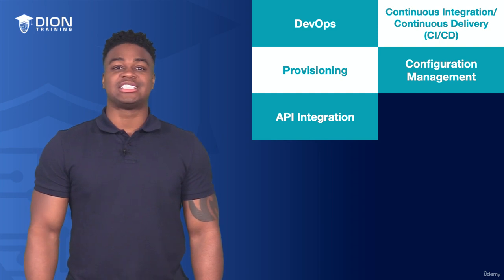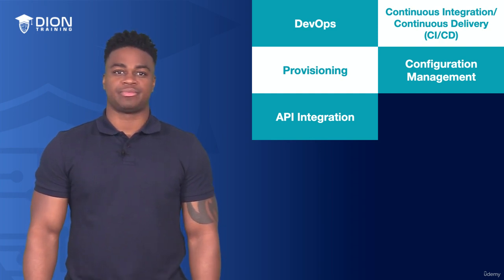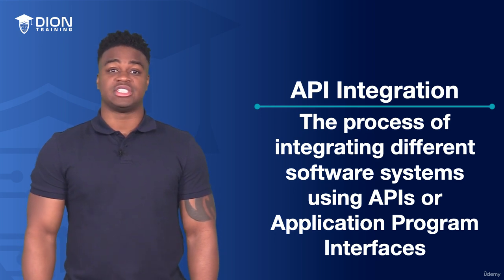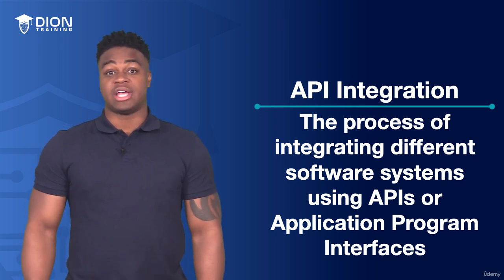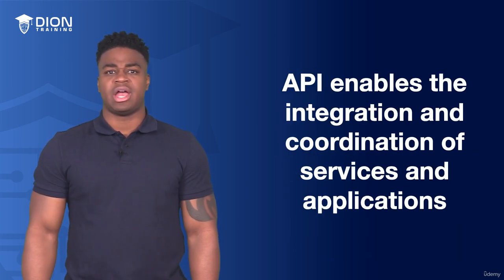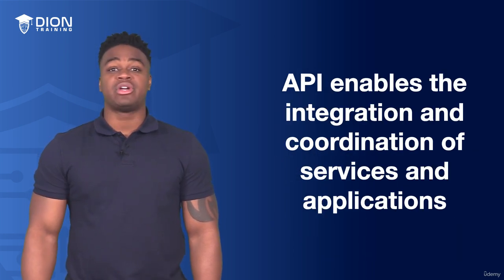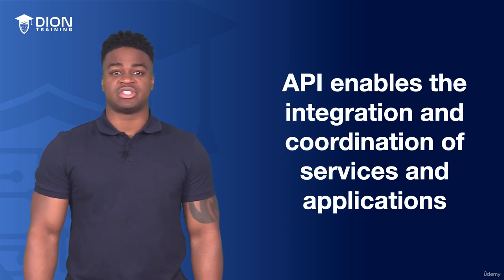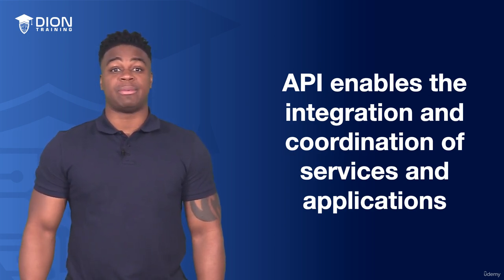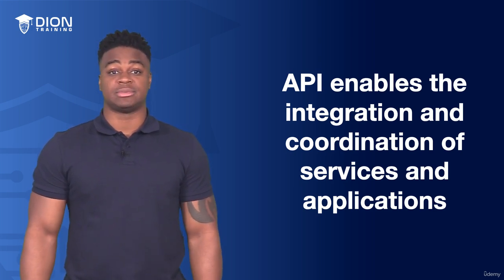Next, we'll discuss the concepts surrounding API integration. API integration is the process of integrating different software systems using APIs, or application programming interfaces. APIs enable different software systems to communicate and exchange data with each other. API integration is an important aspect of DevOps and cloud operations, as it enables the integration and coordination of various services and applications, enabling organizations to build more scalable and flexible systems.